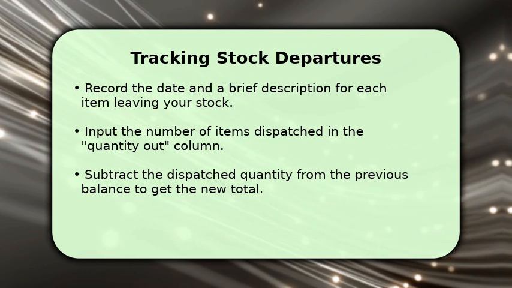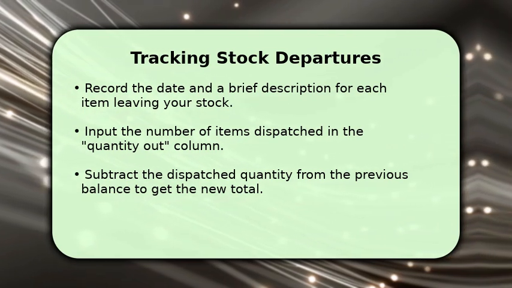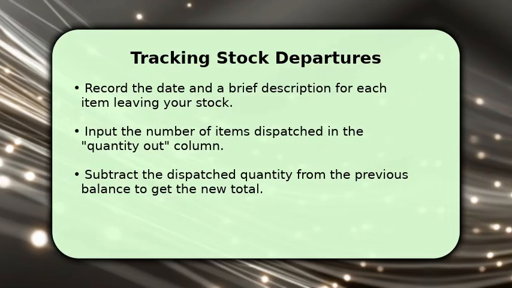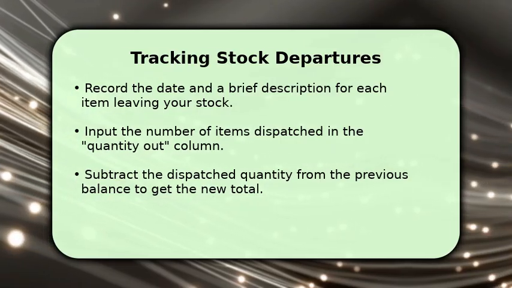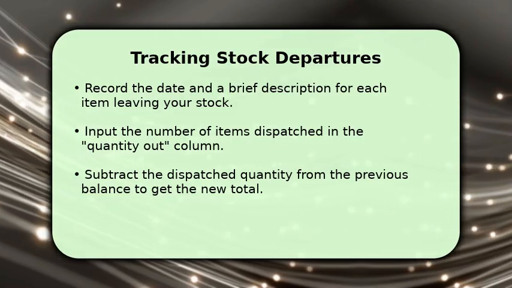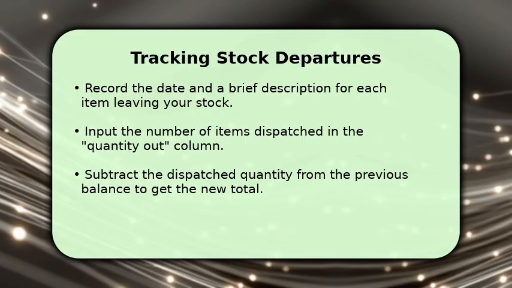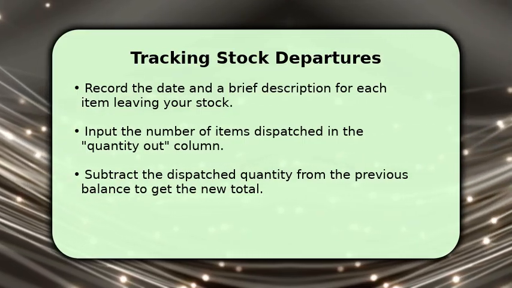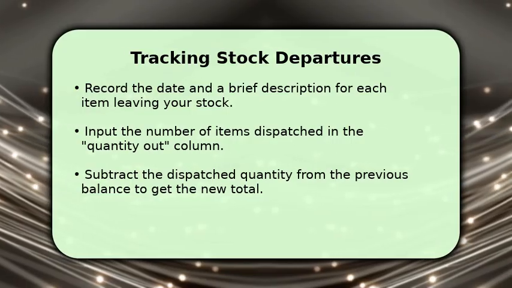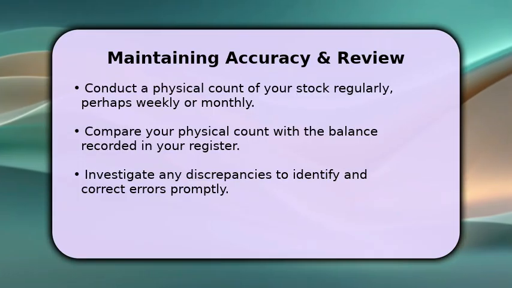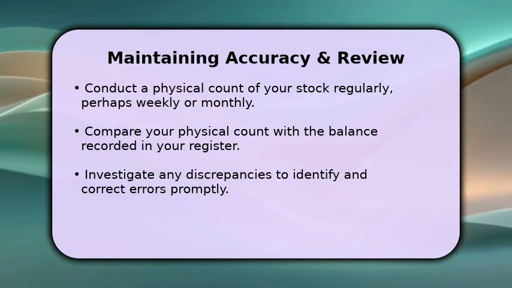Just as important as recording incoming stock is tracking items as they leave. For every item dispatched, record the date and a brief description of the transaction. Next, input the precise number of items leaving your inventory into the quantity out column. To maintain accuracy, subtract this dispatched quantity from your previous balance, giving you the updated, current stock total for that specific item.